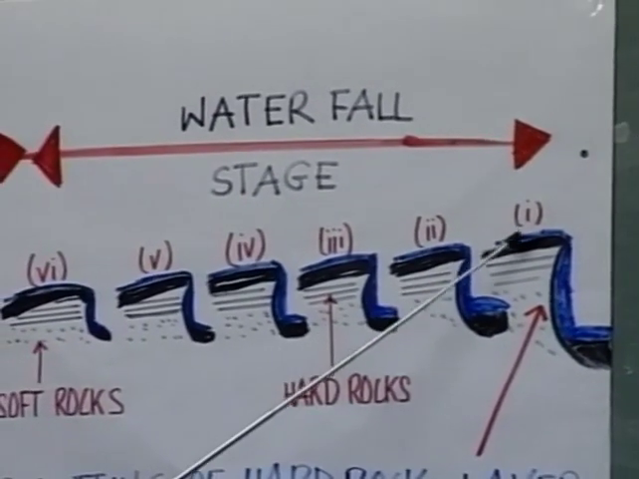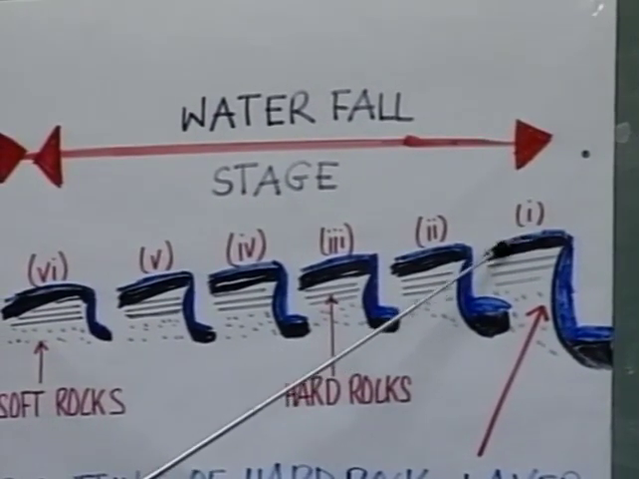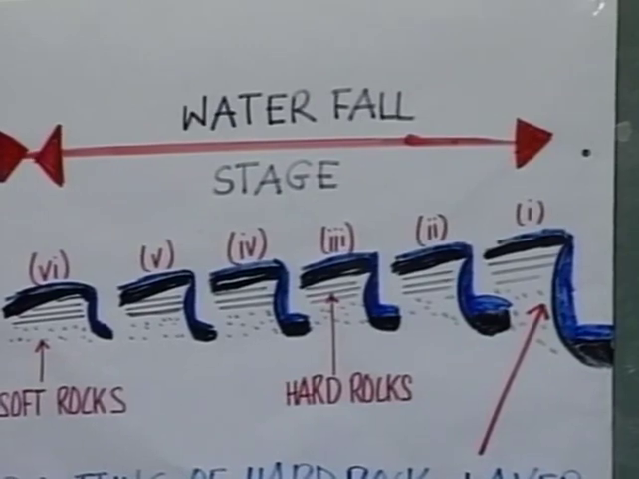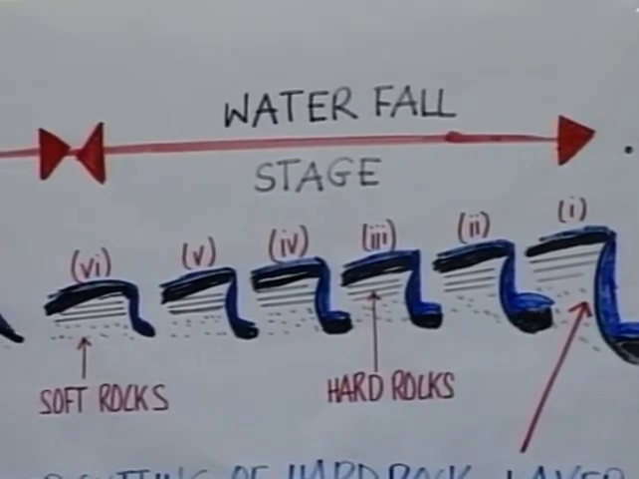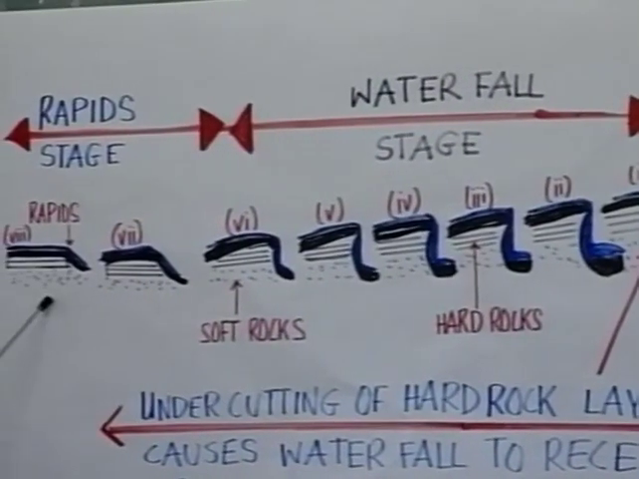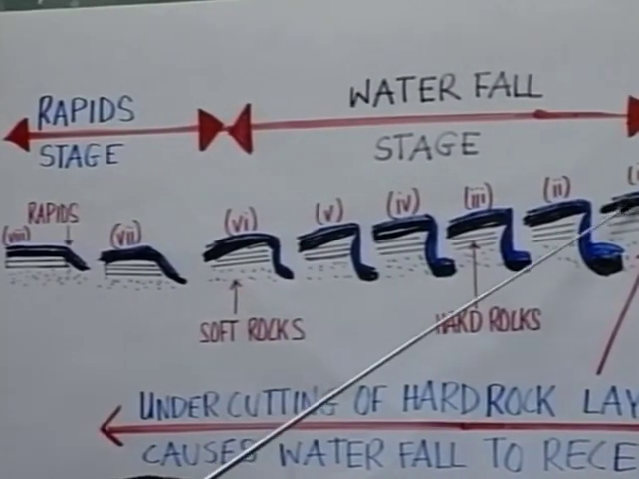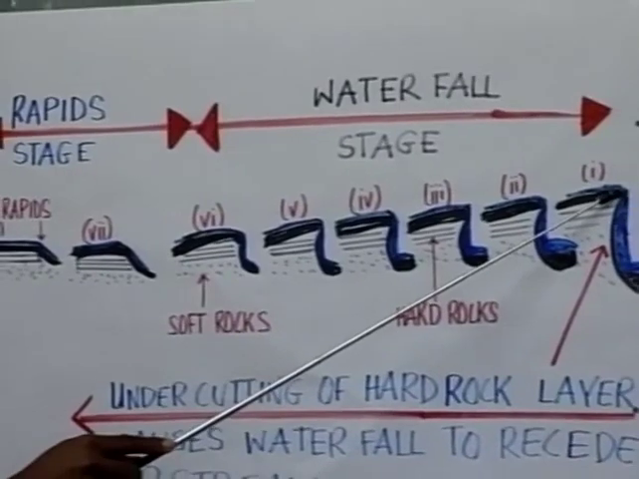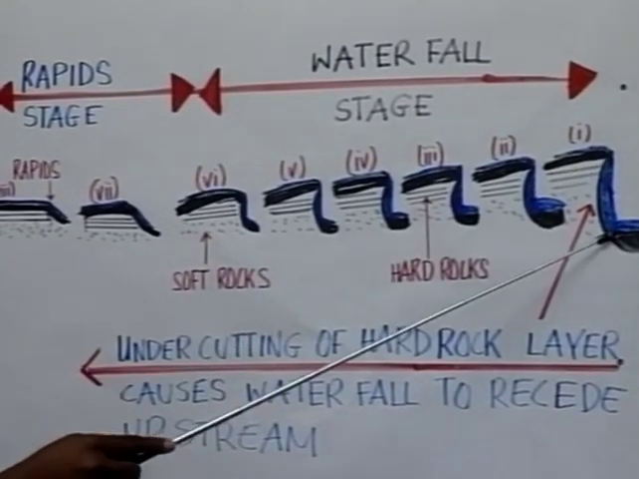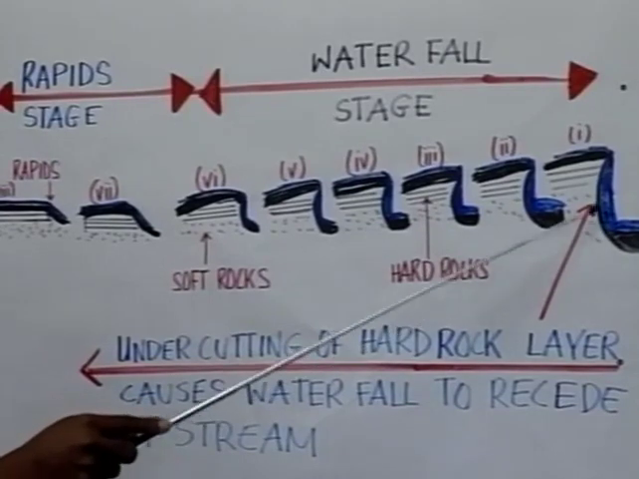Okay, I have placed number 1 here to show the waterfall because we are interested in looking at the development of rapids. So if we look at that information, a waterfall of type 1 and 2 retreats upstream. That means we are starting from where the waterfall is and we are coming to the area upstream. So we start off from here. In this case, you have the water falling from this distance to that distance is greater. This cannot be a rapid.